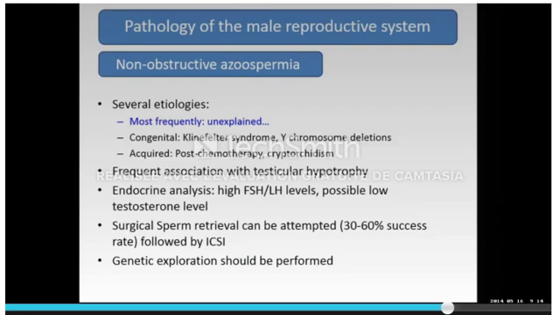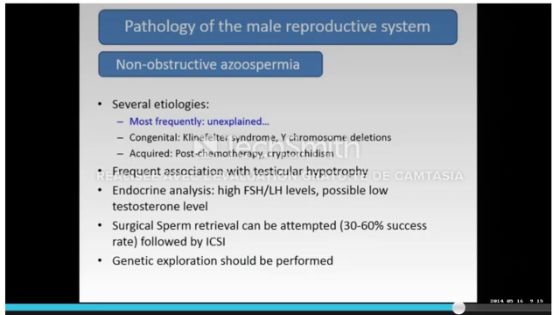There is a frequent association with testicular hypotrophy, okay? And in this case, endocrine analysis is not normal as it was in obstructive azoospermia. I mean, in these cases, as testicular stage is altered, as spermatogenesis is disrupted, the pituitary is trying to regulate this defect, and you have a high FSH and LH level. Testosterone is not very sensitive, and sometimes it's low, sometimes it's normal, but whatever. The most important point is that FSH and LH are very high.